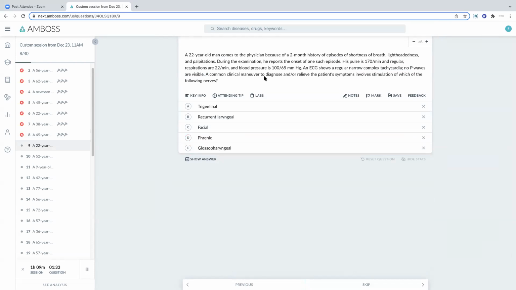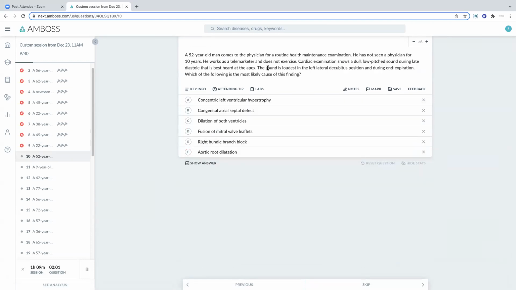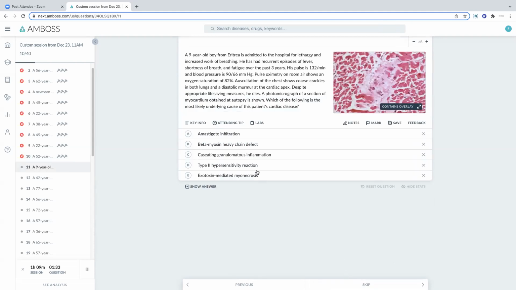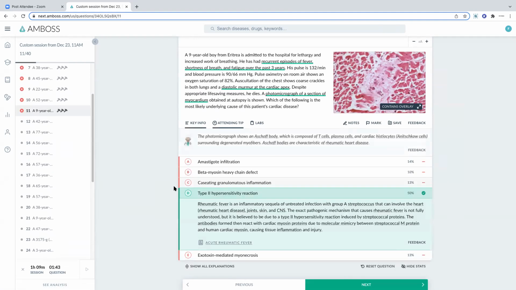A common clinical maneuver to diagnose the patient's symptoms involves stimulation of which of the following nerves? Which one did you guys choose? Very good. Which one did you guys choose over here? The sound is loudest. Which of the following is the most likely cause of this finding? Very good. Which of the following is the most likely underlying cause of the patient's cardiac disease? Type 2 hypersensitivity. Very good.